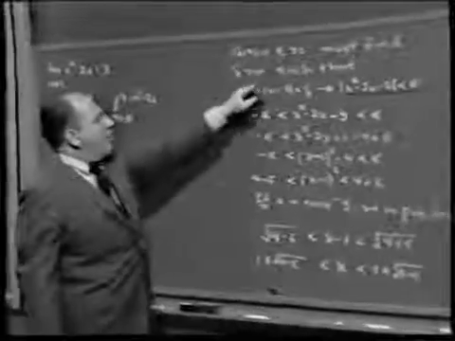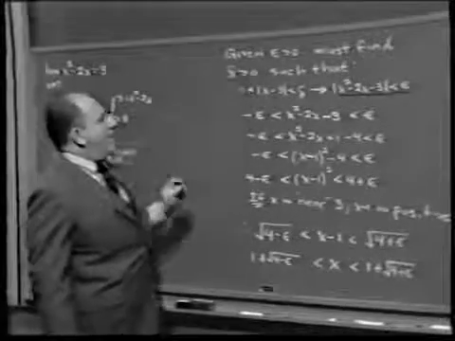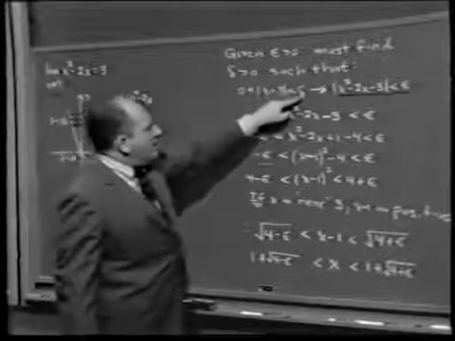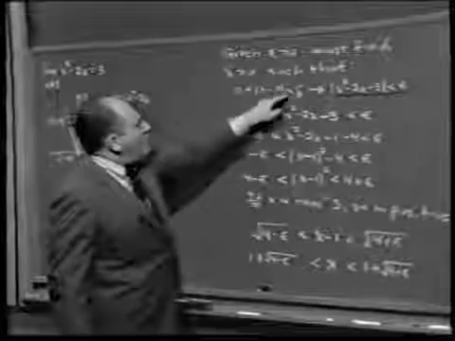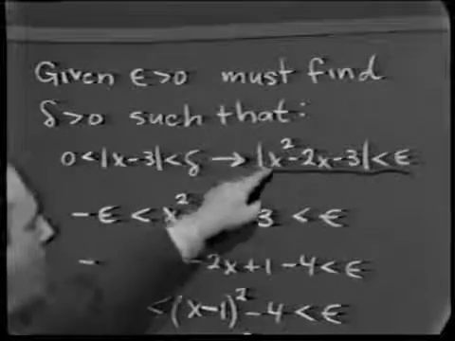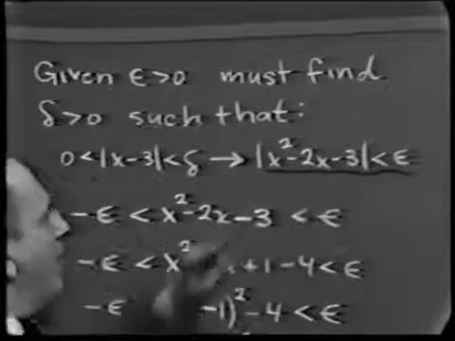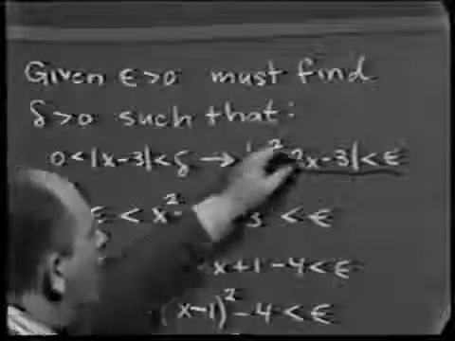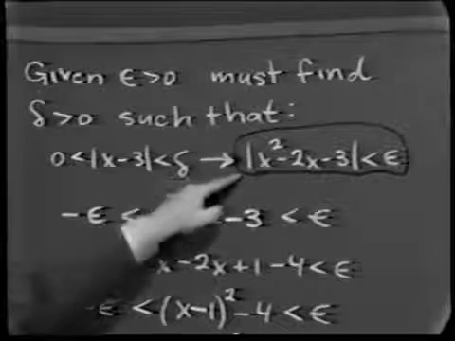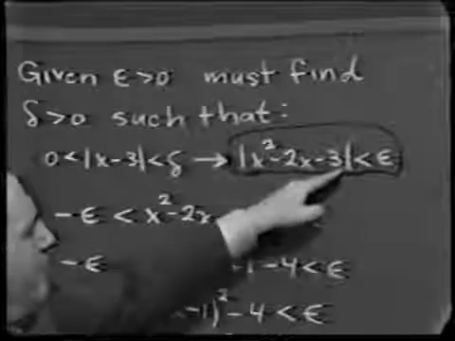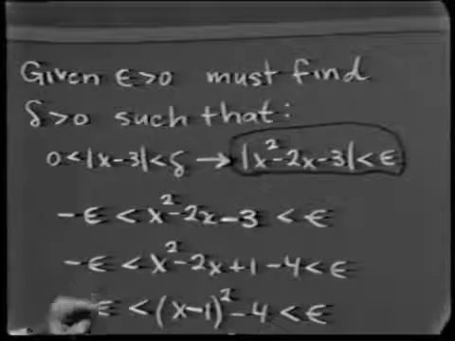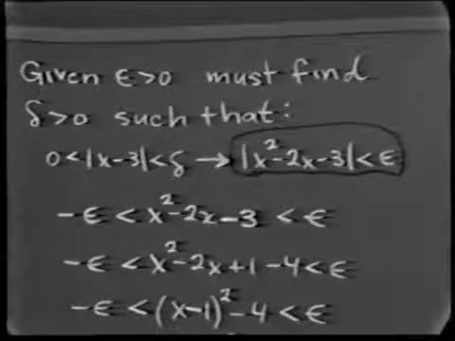Given epsilon greater than 0, what must I do? I must find a delta greater than 0 such that, and I'm going to write it formally, but read it colloquially, whenever x is within delta of 3, but not equal to 3, then x squared minus 2x will be within epsilon of 3. Now here's the whole point. We know algebraically how to handle absolute values. Namely, the absolute value of x squared minus 2x minus 3 being less than epsilon is the same as saying that x squared minus 2x minus 3 itself must be between epsilon and minus epsilon.